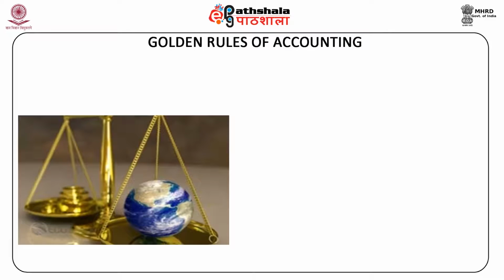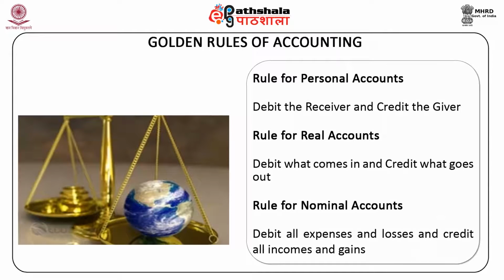The three golden rules of accounting are: rule for personal accounts, debit the receiver and credit the giver. Rule for real accounts, debit what comes in and credit what goes out. Rule for nominal accounts, debit all expenses and losses and credit all incomes and gains.